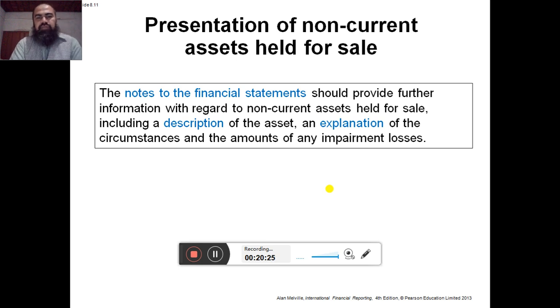So the notes to the financial statements should provide further information with regard to non-current assets held for sale, including a description of the asset: what is the kind of that asset, what is the age of that asset, what is the cost of that asset when it was purchased, and what is the accumulated depreciation till now, and all other details which we have discussed in the previous slides. You can see those mentioned in the notes to the accounts. And there could be an explanation of the circumstances and the amount of any impairment losses could also be there.